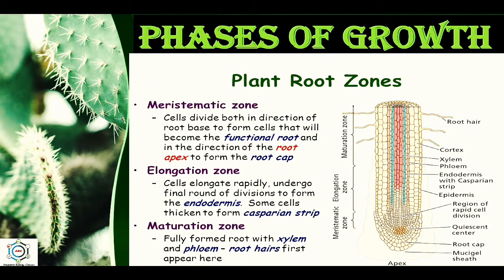Now, in case of plant root zones, first one is the meristematic zone, where the cell divides both in the direction of the root base to form cells that will become the functional root, and in the direction of the root apex to form the root cap. Second is the elongation zone, where the cells elongate rapidly and undergo a final round of divisions to form the endodermis. Some cells thicken to form the Casparian strip. The last is the maturation zone, where the fully formed root with the xylem and phloem and root hairs first appear.